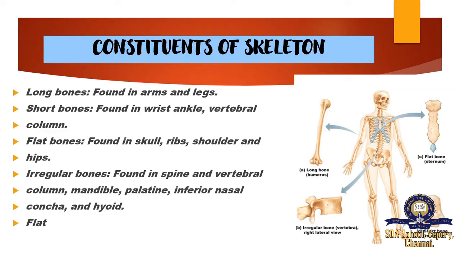Irregular bones. See, they don't have any shape, so I can call them irregular bones. These bones are found in the spine and vertebral column, mandible, palatine, inferior nasal concha and others. These are the bones present in our spine, vertebrae and different parts of our body. So these are the types of bones we have in our body. They give structure to our body.